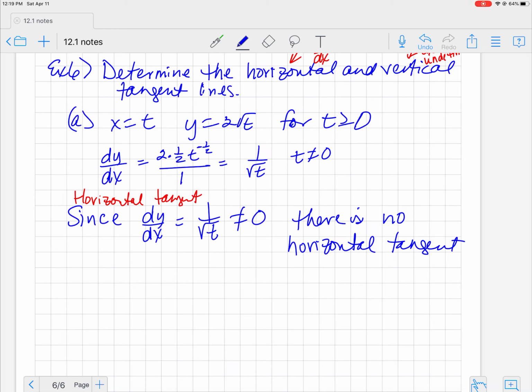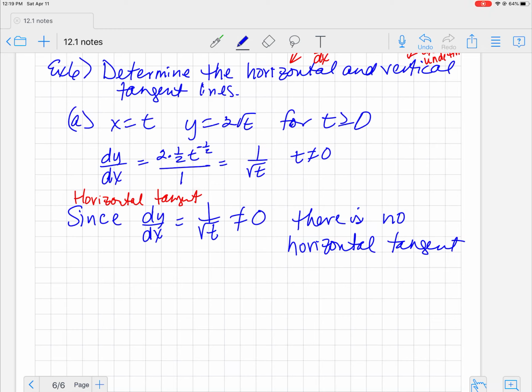When t is equal to 0 at the coordinate point. So if t is equal to 0, and I'm plugging that in, what are my x and y coordinate point associated with t equals 0? The point 0, 0. At the point 0, 0, a vertical tangent is happening at that specific point, and there is no horizontal tangent on this particular problem. You see that?